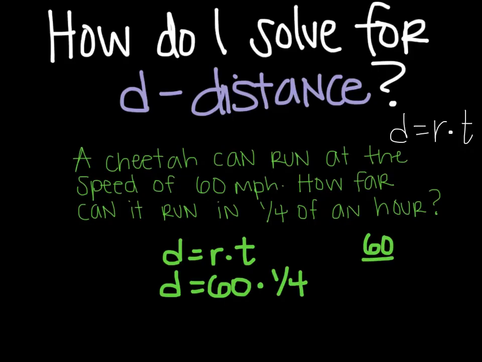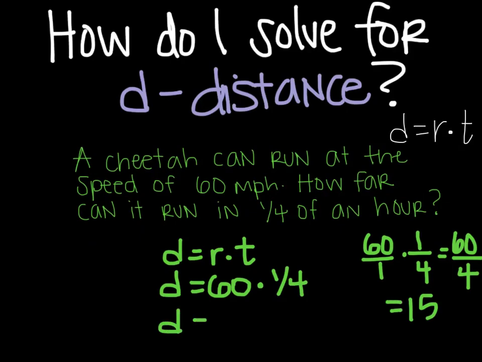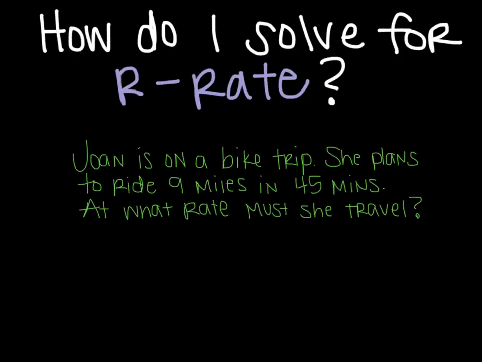So 60 over 1 times 1/4 is 60 over 4, and you can just simplify that down, which gives you 15. So then d equals 15, and then we'll want to put a label on it. We are talking about miles, so 15 miles is how far it can go in 1/4 of an hour.